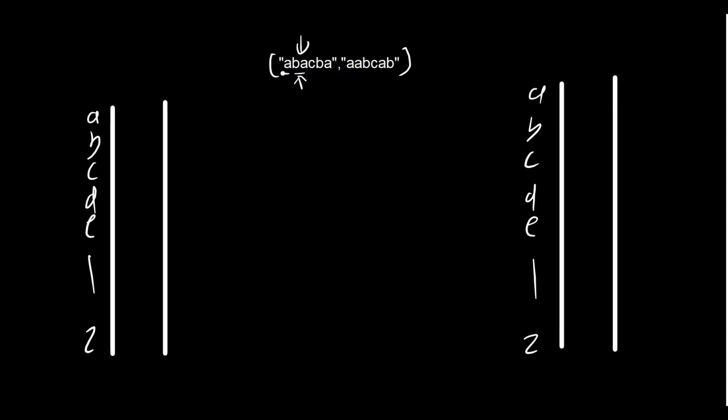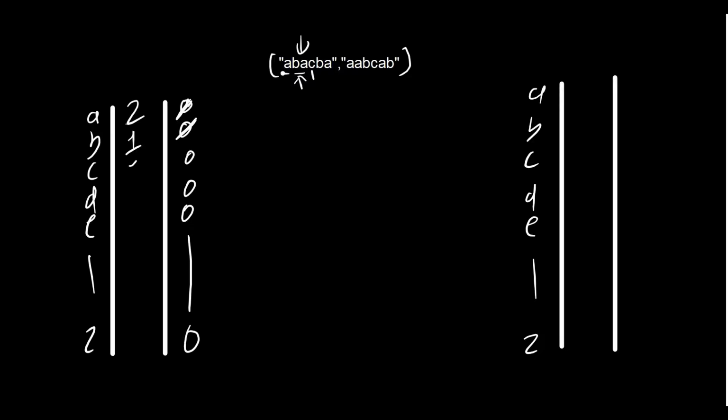We'll start iterating over this string. The first character is "a", so we'll update this. Initially all counts are initialized to 0. So we update "a" to 1 because we got one "a" here. Then we see the "b", so again we increment 0 to 1. Then we get "a" again, which means "a" is already 1, so we increment it and it becomes 2 now.